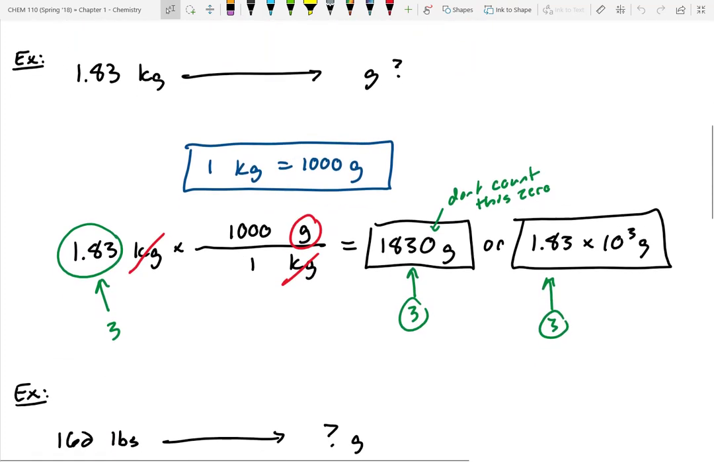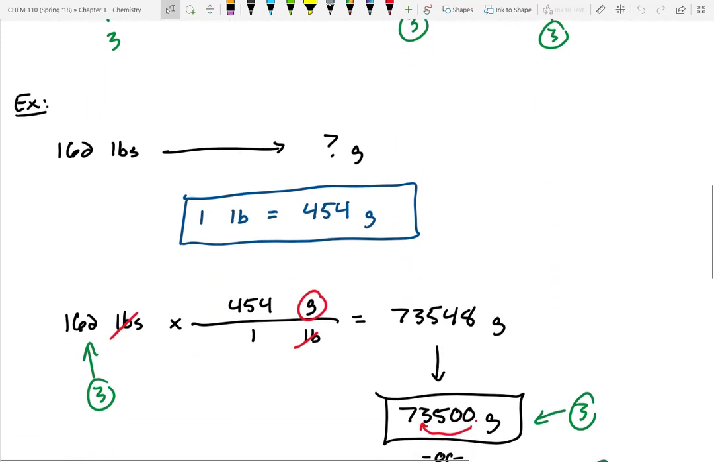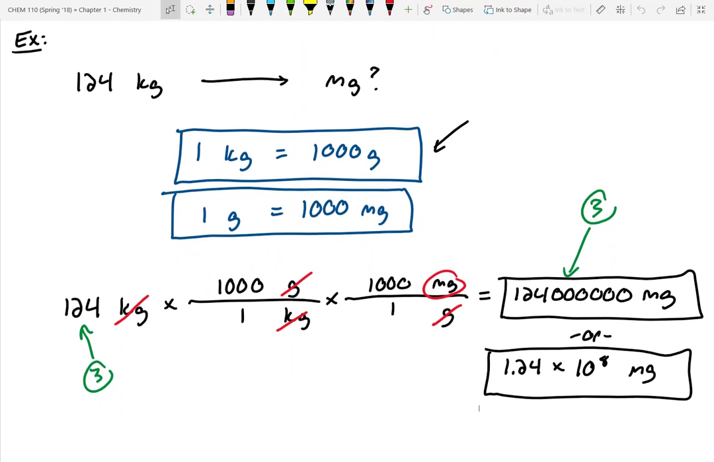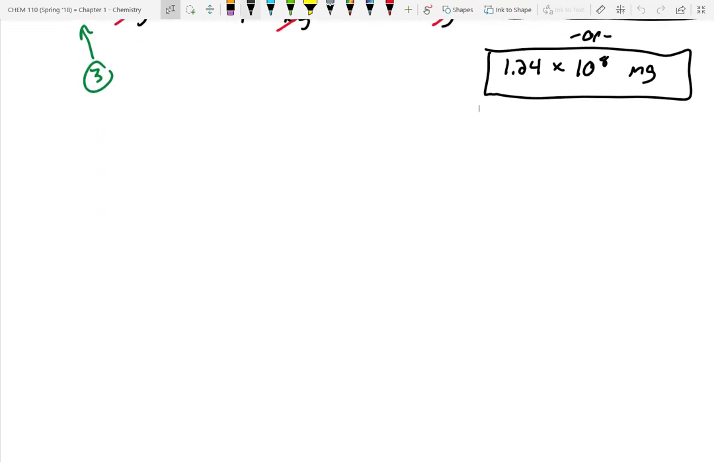And then we did some harder examples going from kilograms to grams, pounds to grams, and then kilograms to milligrams. The hardest ones, in my opinion, are the ones where you have to use multiple conversion factors, and that's what you saw in your problem of the day. So let's continue on and do some more practice. And we're going to switch to more word problem types.